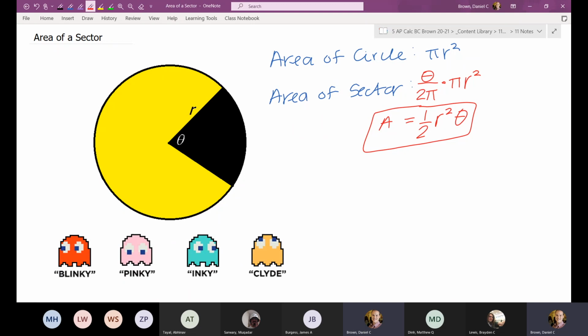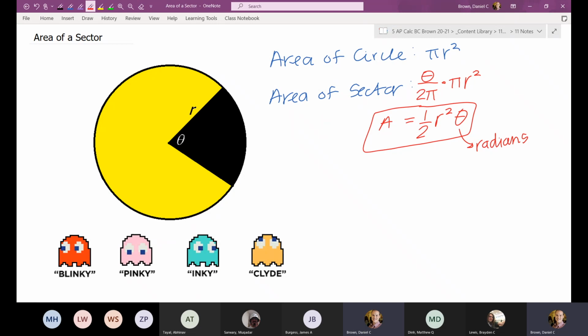That is the area of basically a pizza slice, if you will, with theta, of course, being measured in radians. If you're doing the formula in degrees, it would be theta over 360 times pi r squared, a different formula. But this one is in radians because that is how we do calculus.